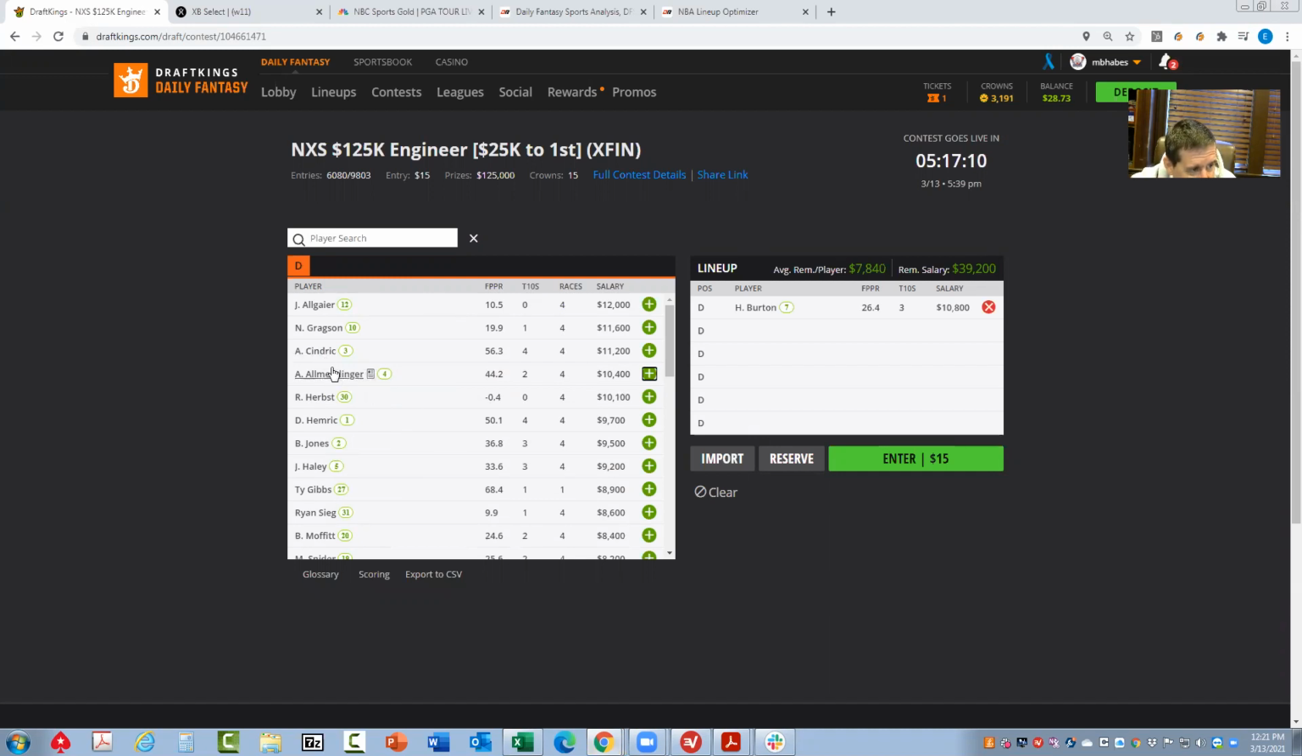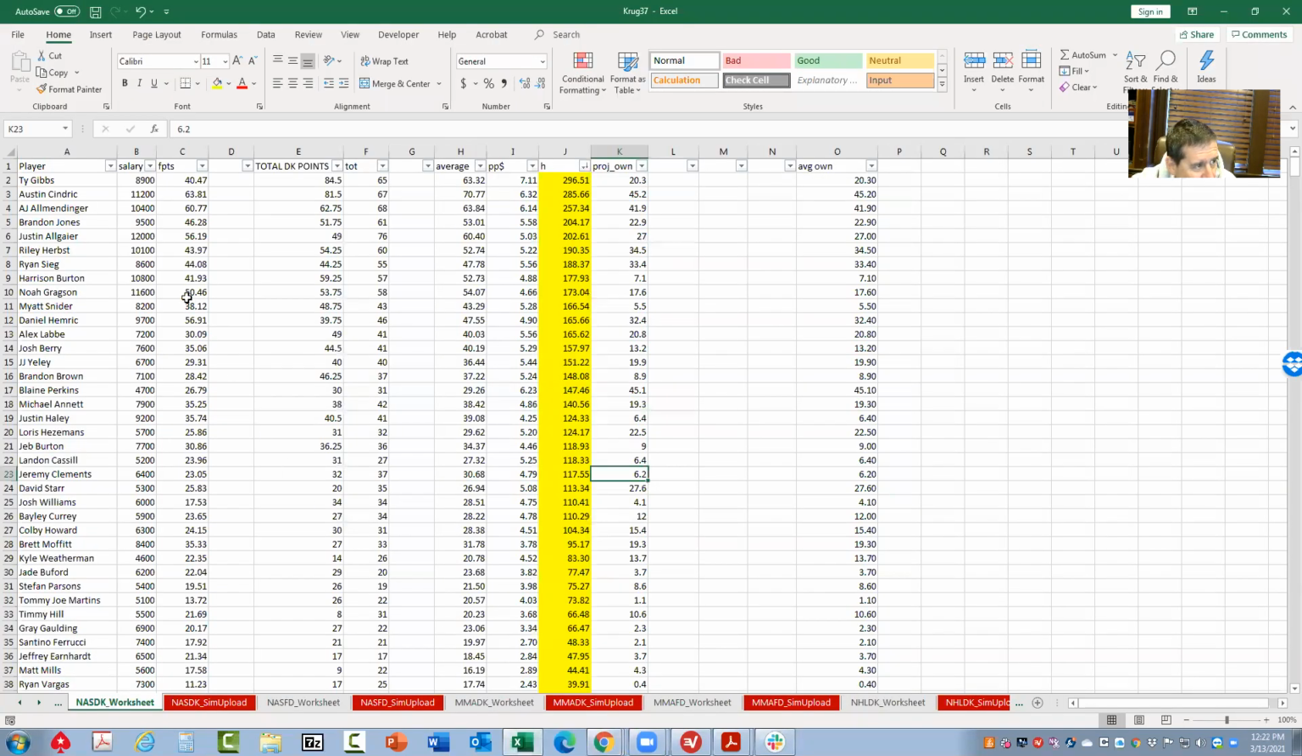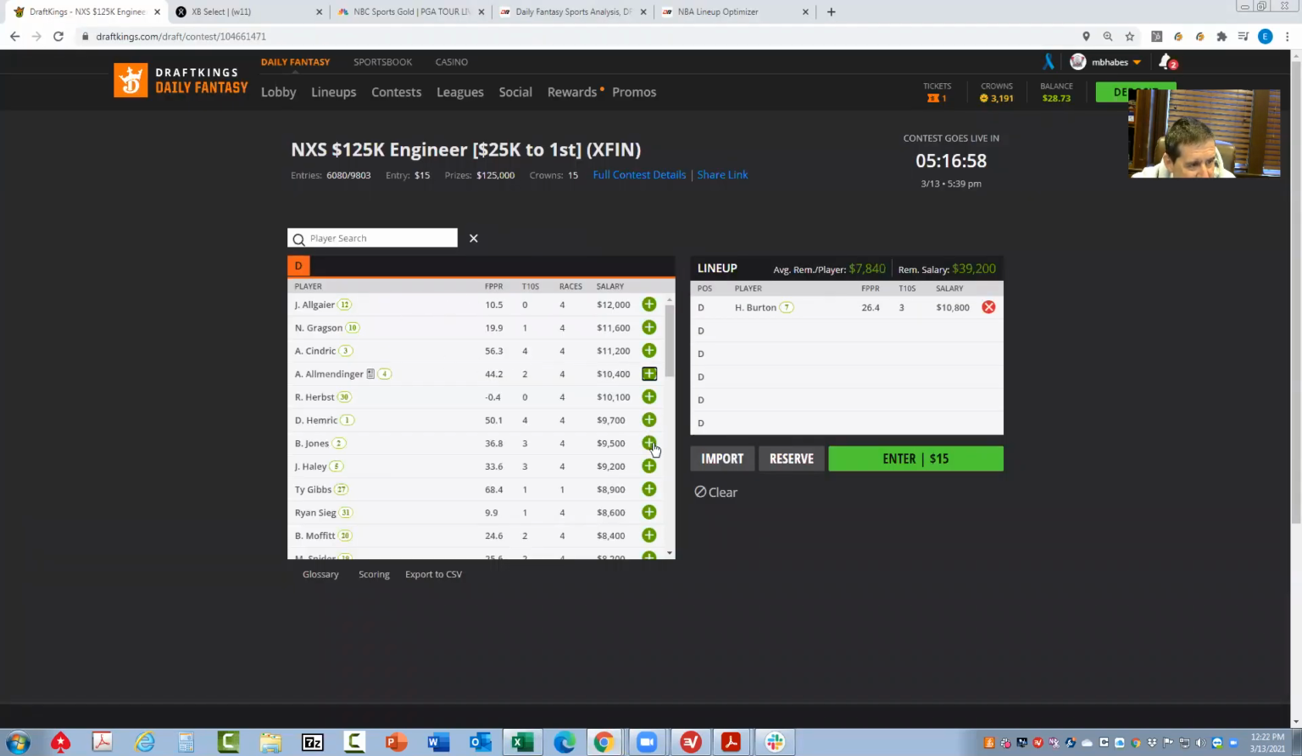Cindric, yeah, he's good. Allmendinger, he's good, but they're both chalky. So if you wanted to get a little less chalky, who did I say was good? Brandon Jones, for example. He could be a good low-owned play to put in with Harrison Burton. If you wanted to play two dominators, as some people like to call them, two guys to maybe lead laps or get fastest laps, you could do worse than going with two unchalky guys in the dominator position. Or maybe if you're going to build more lineups, you could set a rule to put one of these two in every lineup.